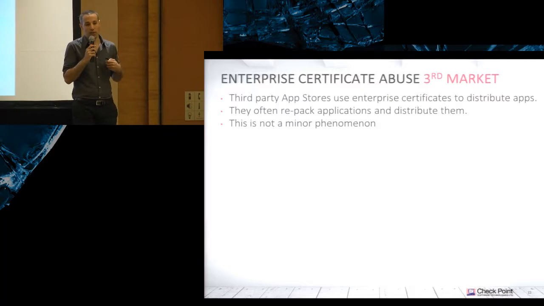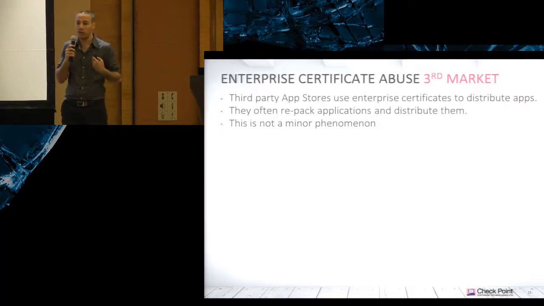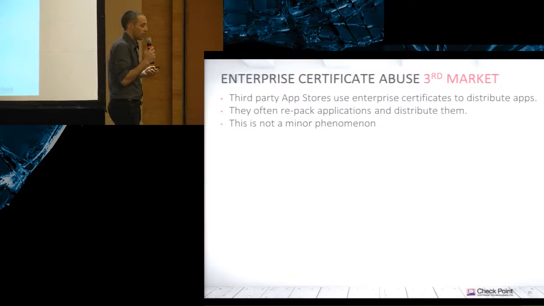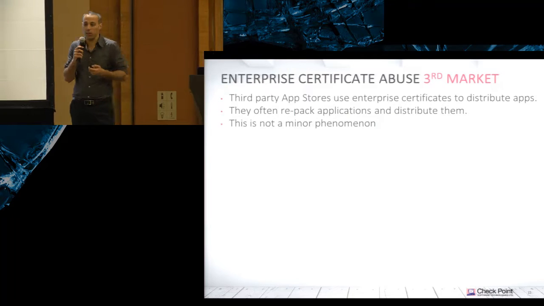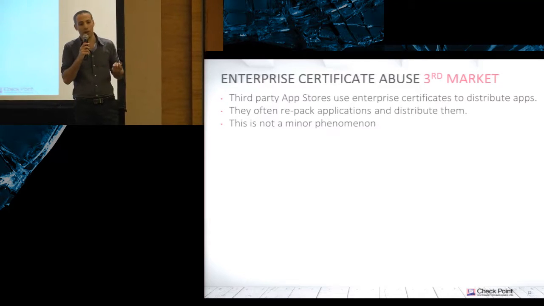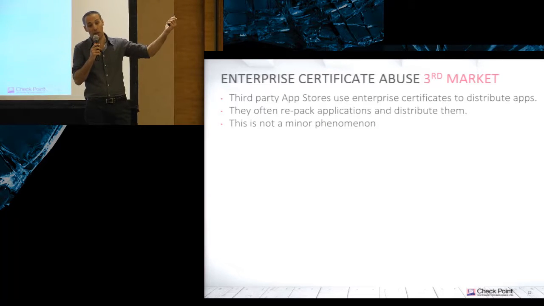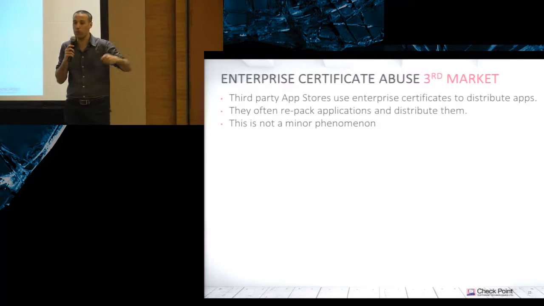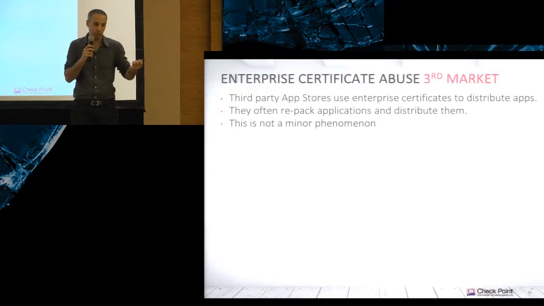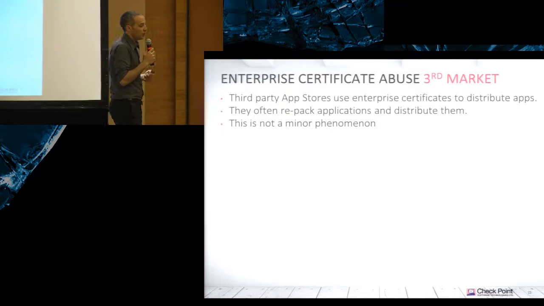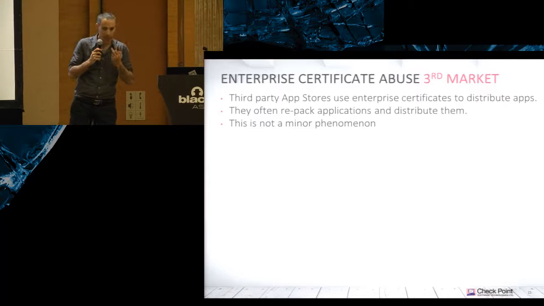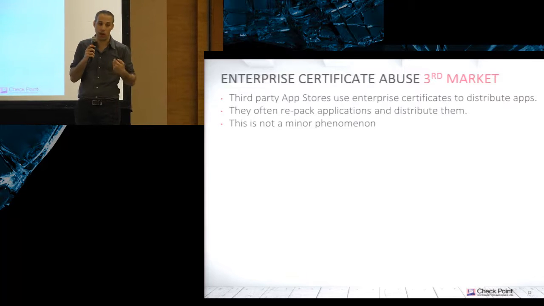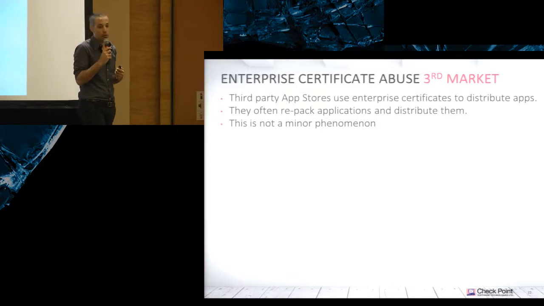A third party market is a market that uses the enterprise certificate concept in order to deploy applications to its users. And why do we have this market? One example is that they can take paid apps from the App Store, where it would cost you $5. They will take the app, repackage it, and then sell it to you for $2. Okay, so everyone wins besides the original developer of the app. It's also used for apps that were banned from the App Store. Apple didn't approve an app, and you will be able to upload it here.